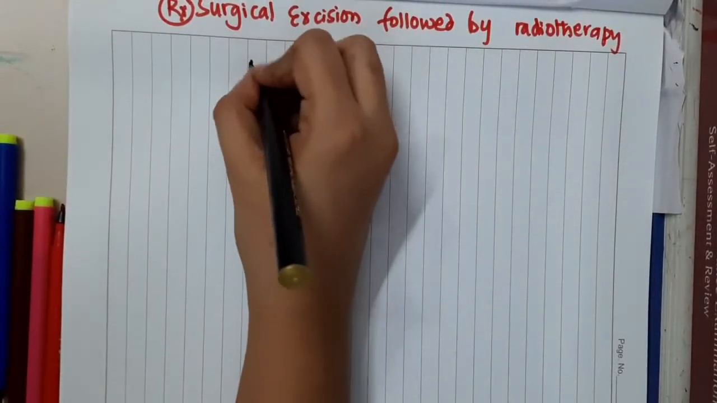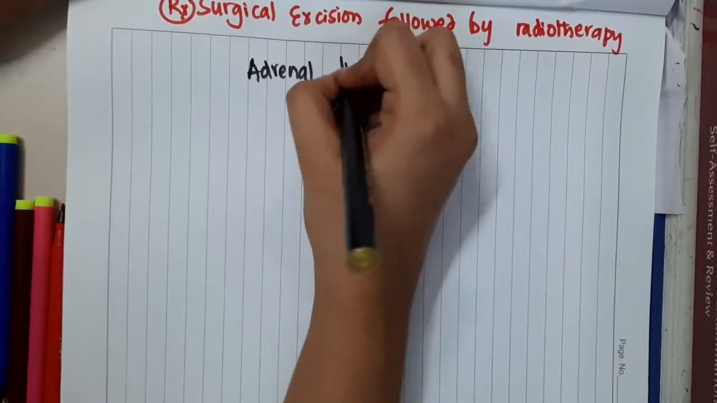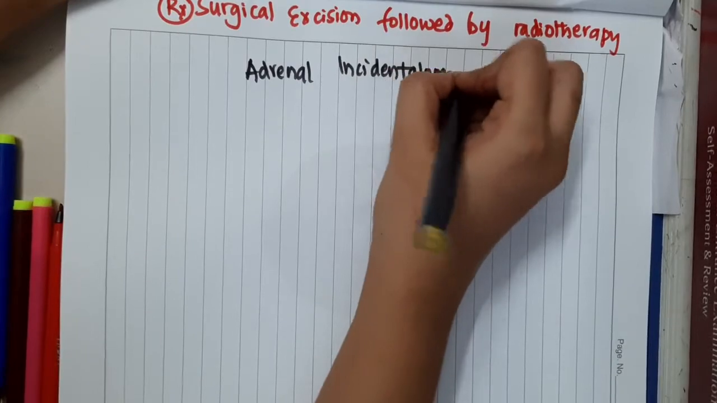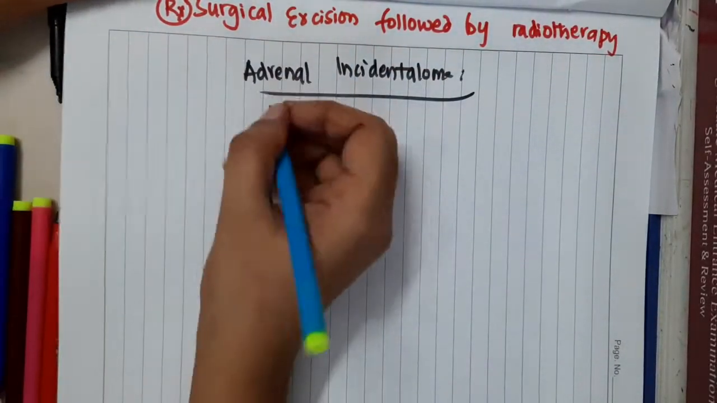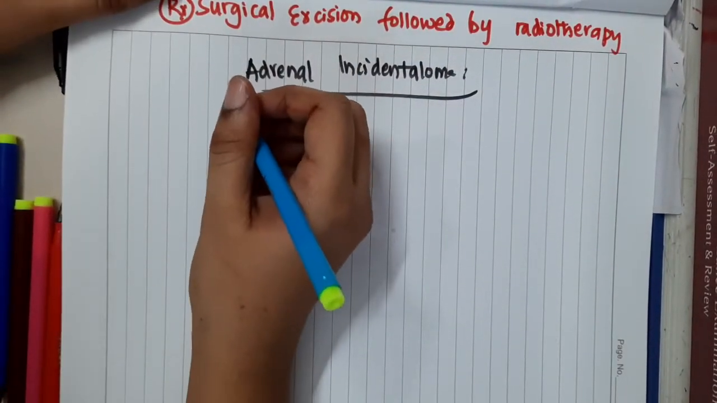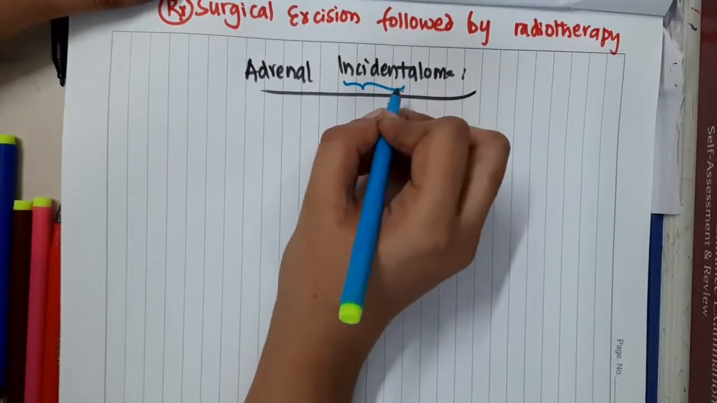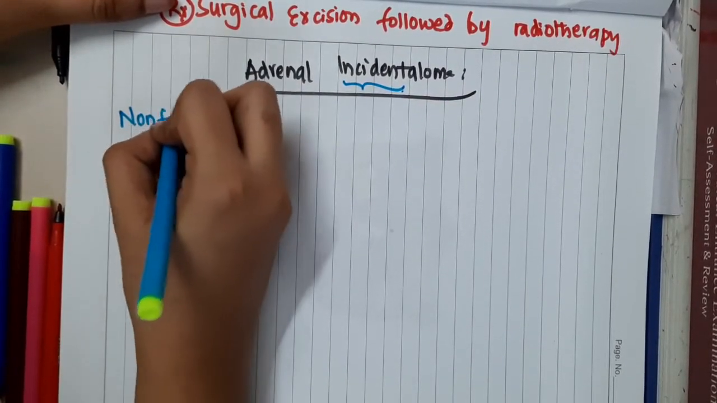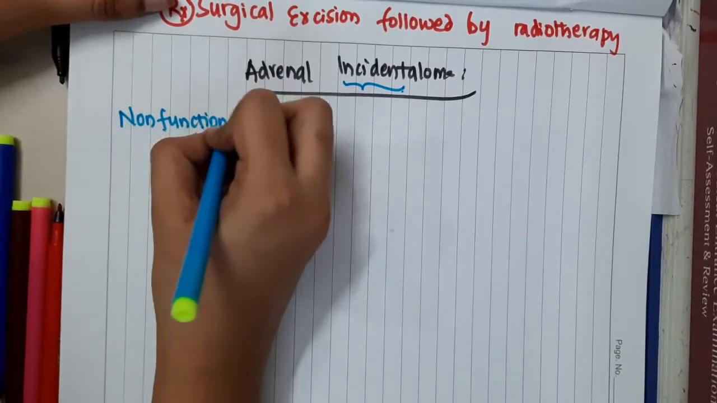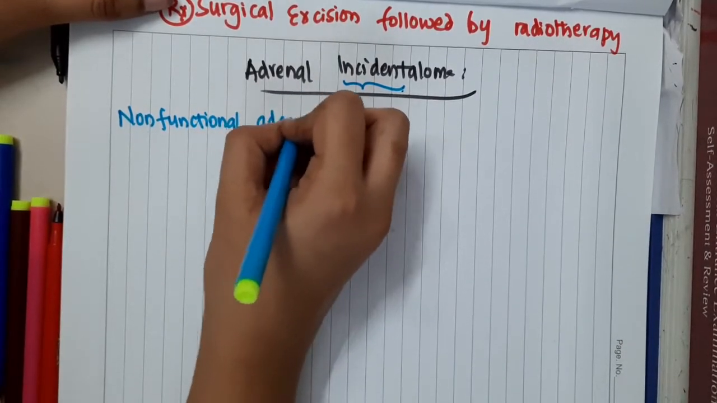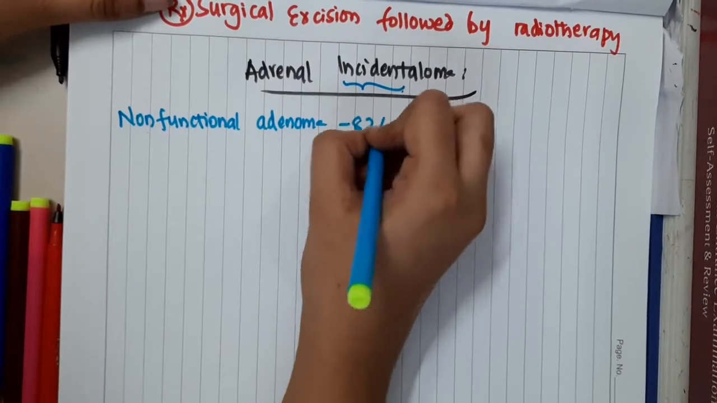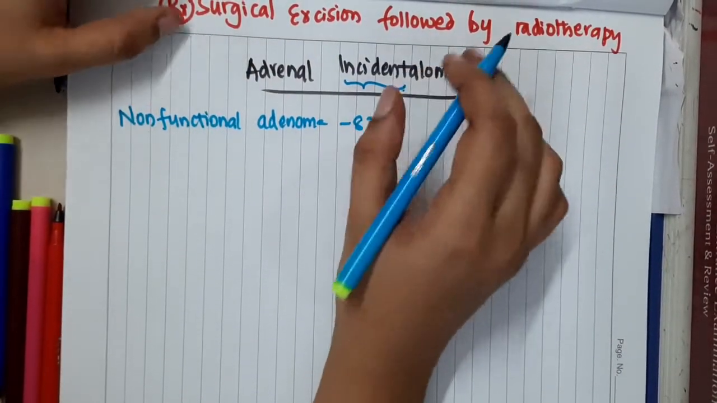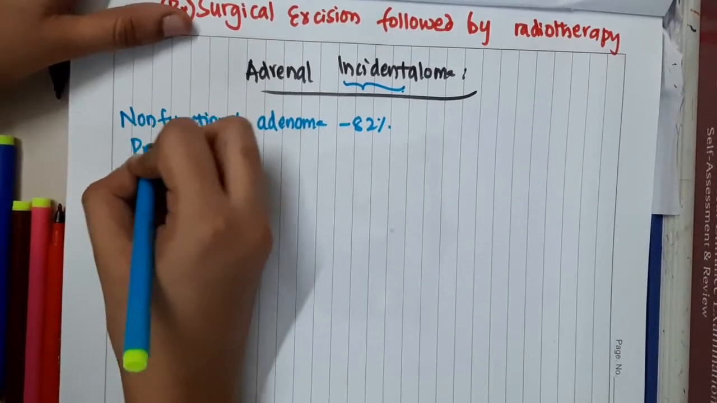Hello friends, let us now learn some important points about adrenal incidentaloma. Where do you see this adrenal incidentaloma? It is, as the name says, detected incidentally. So what does this contain? This mostly contains non-functional adenoma, in 82%. These non-functional adenomas constitute 82% of incidentalomas.